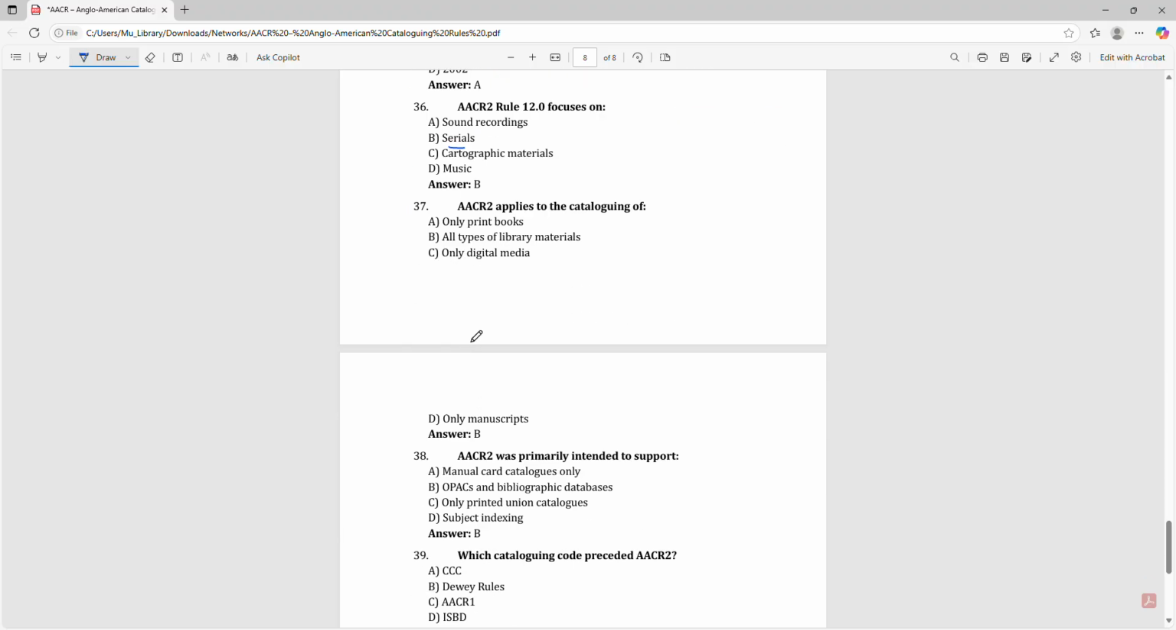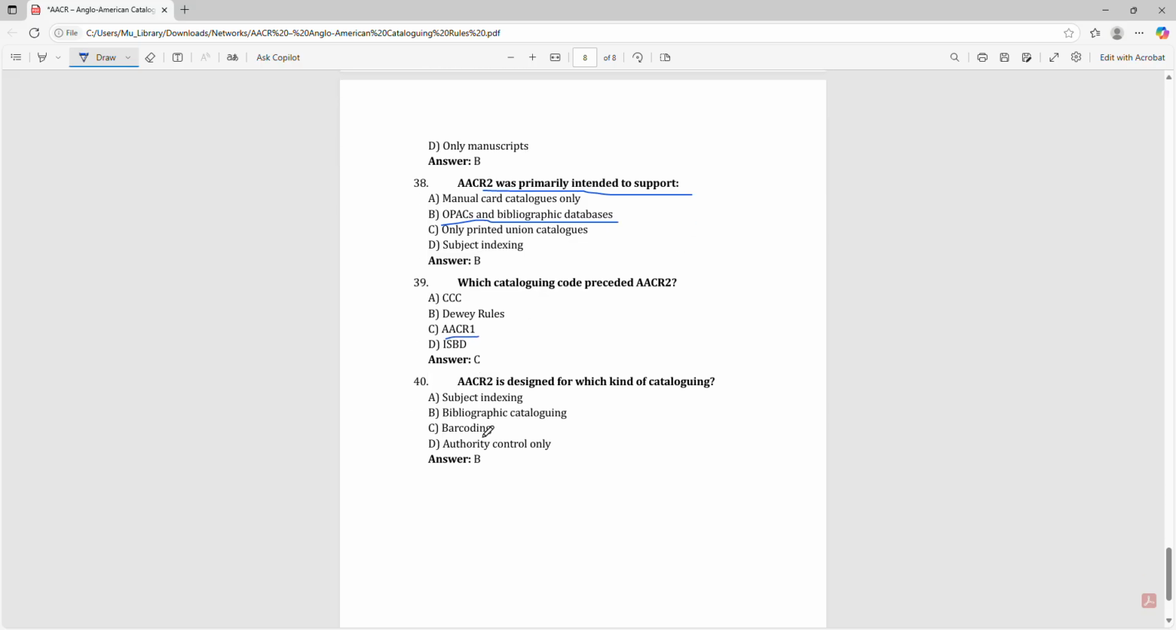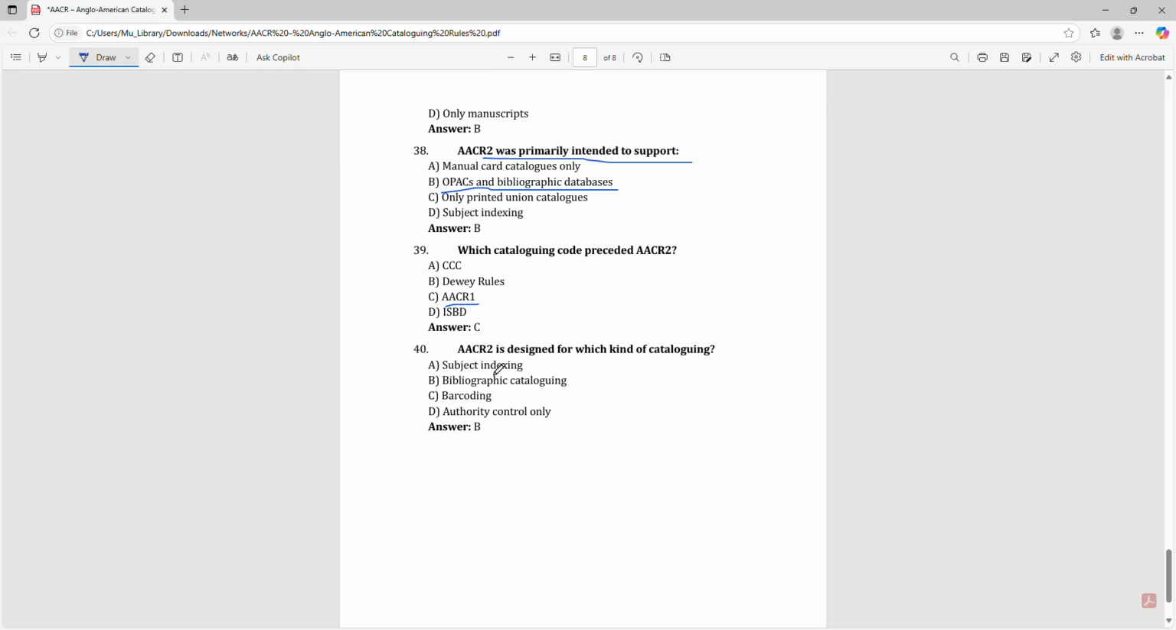AACR 2 applies to the cataloging of all types of library material. AACR 2 was primarily intended to support OPAC and bibliographic databases. Which cataloging code preceded AACR 2? That is AACR 1. AACR is designed for which kind of cataloging? That is bibliographic cataloging. Thank you.